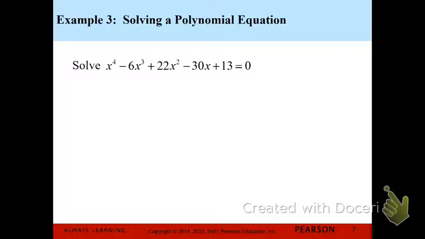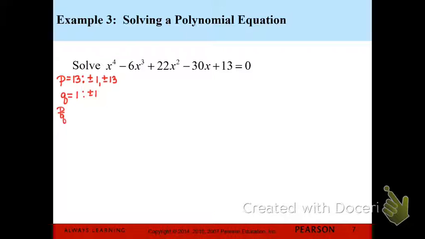So let's use our p's and q's. So my p's are going to be the factors of what number? 13. Okay. What are the factors of 13? 1 and 13. Because remember, p is the factors of the constant term, which in this case is the 13. What about q? What is my q going to be? The factors of what number? 1. The 1, because it's the factors of that leading coefficient, right? And what are the factors of 1? Plus or minus 1.